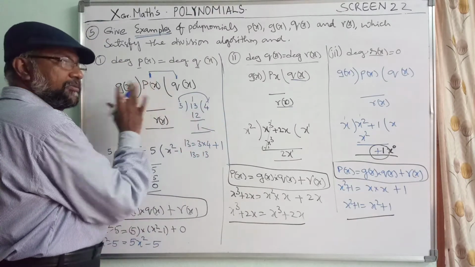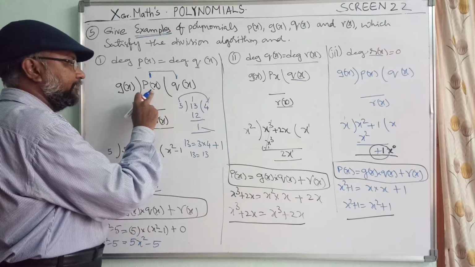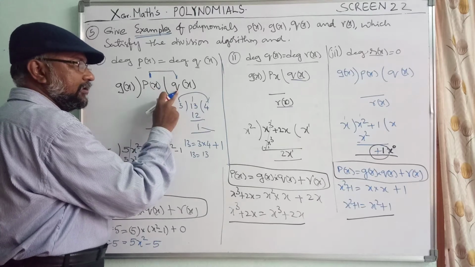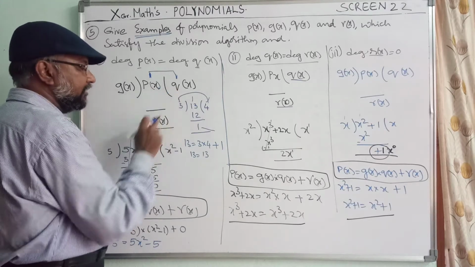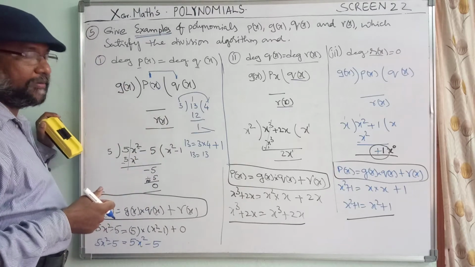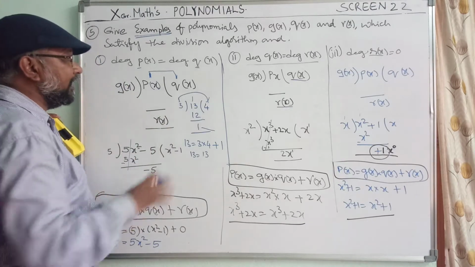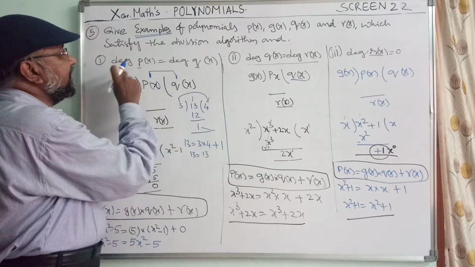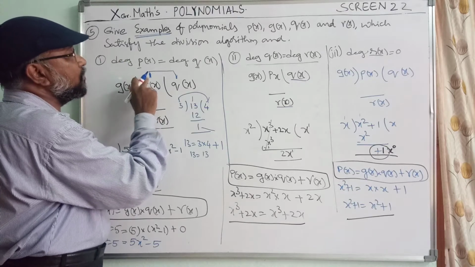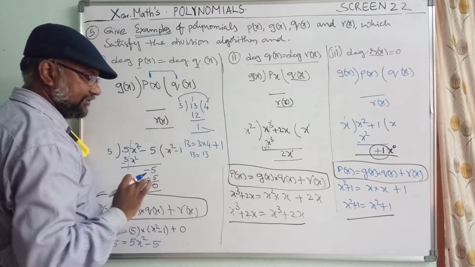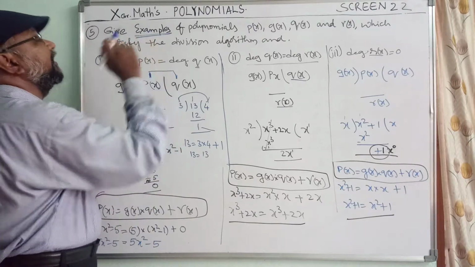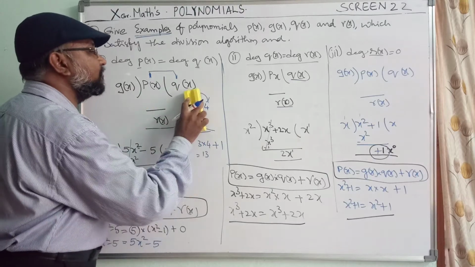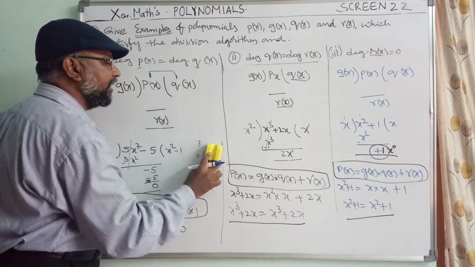So similar to the algebraic division, p of x is the dividend, g of x divisor, q of x quotient, r of x remainder. Now in the 4 parts, the degree of the p of x must be equal to the degree of q of x. Like that we have to take an example. Understood? In that way we should take an example.